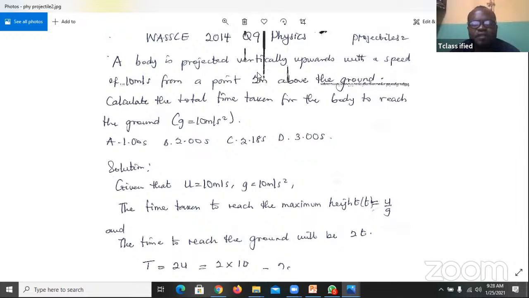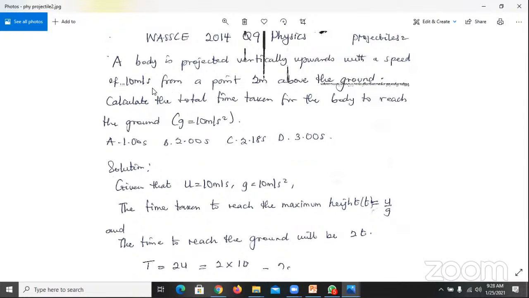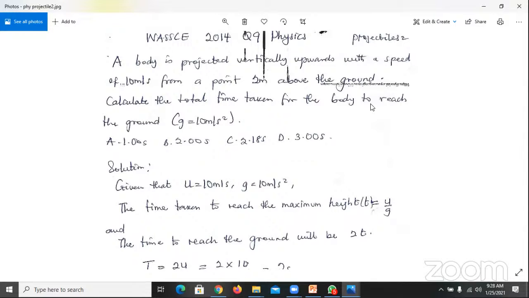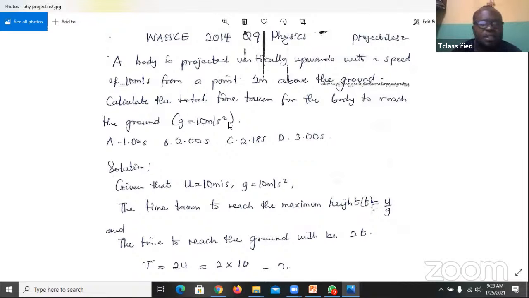A body is projected vertically upwards with a speed of 10 meters per second from a point 2 meters above the ground. Calculate the total time for the body to reach the ground, where the acceleration due to gravity is 10 meters per second squared. Option A, 1 second, option B, 2 seconds, option C, 2.18 seconds, option D, 3 seconds.